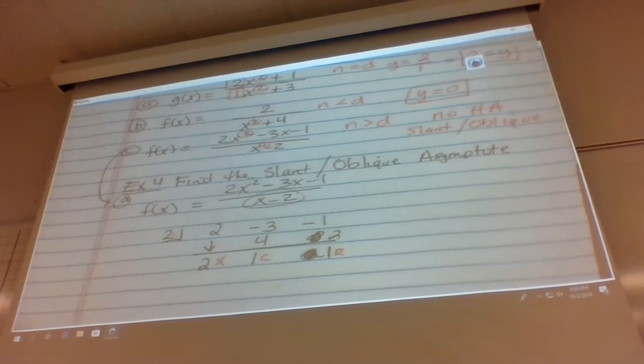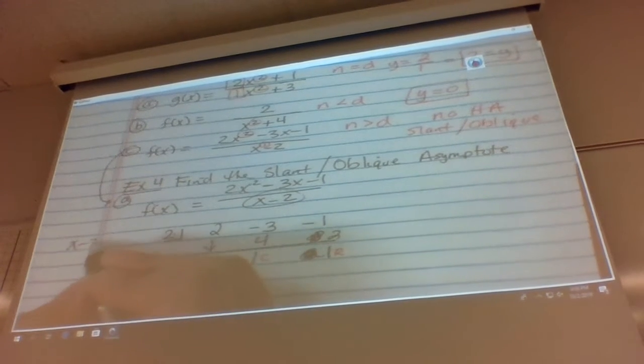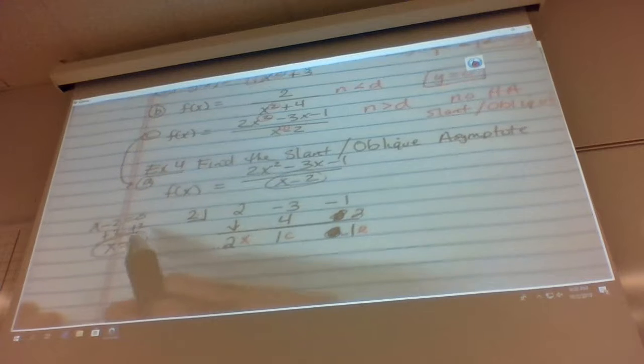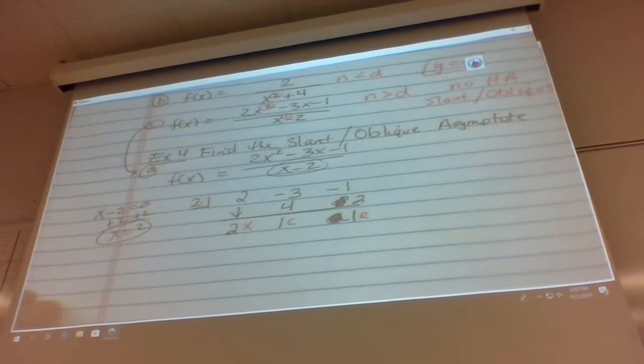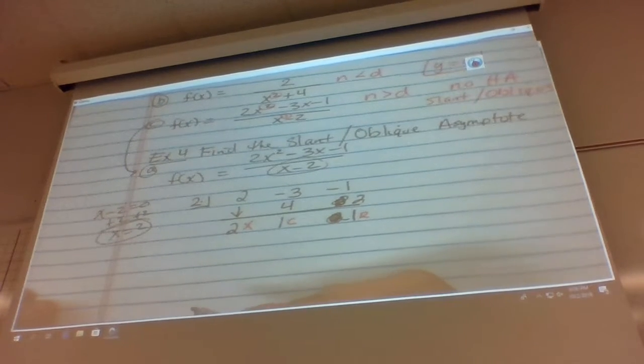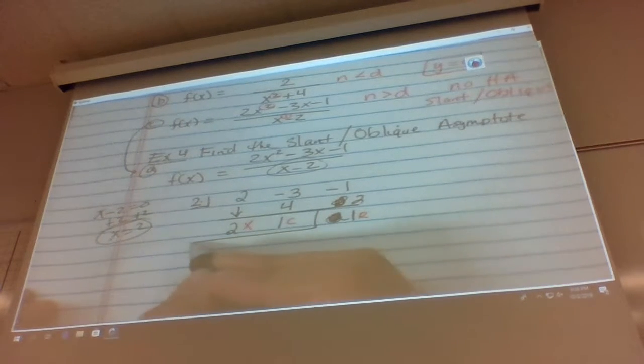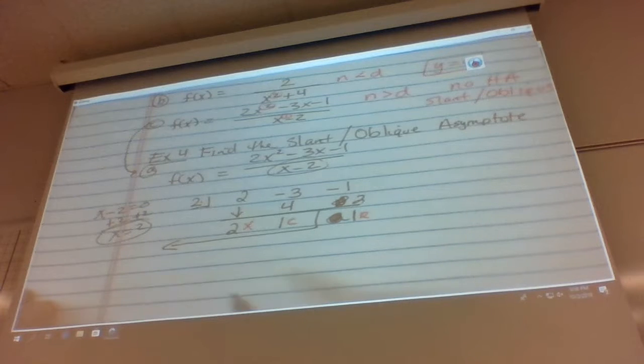Now, what is your oblique asymptote here? You don't care about the remainder, you care about everything that's gonna be this way. So y equals 2x plus 1. That's it. This is your oblique asymptote. That's the constant, plus the remainder. We don't worry about that, not for this one.